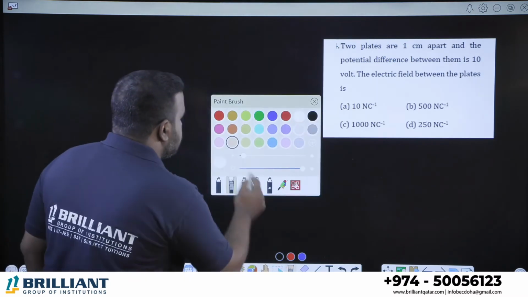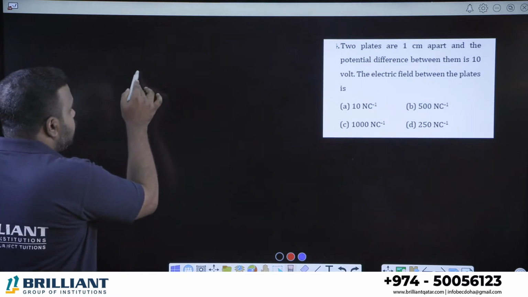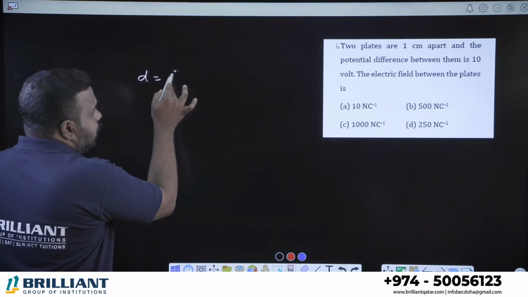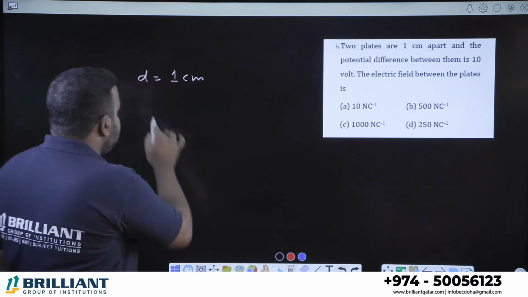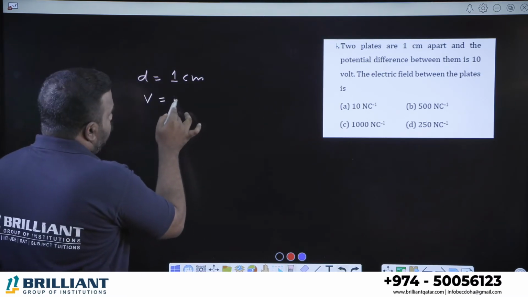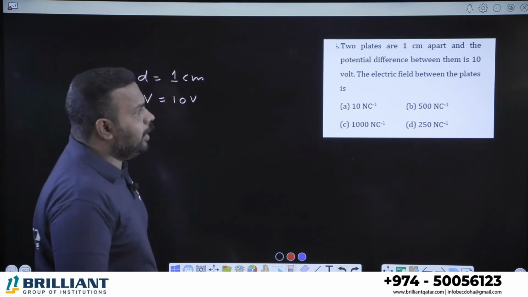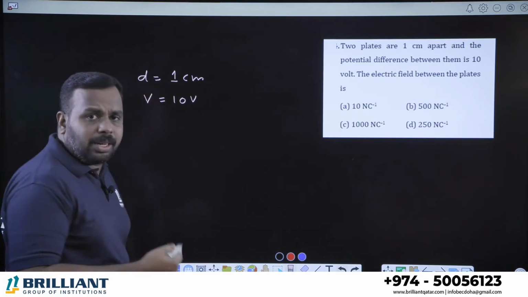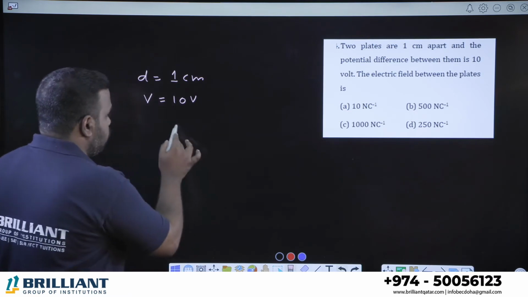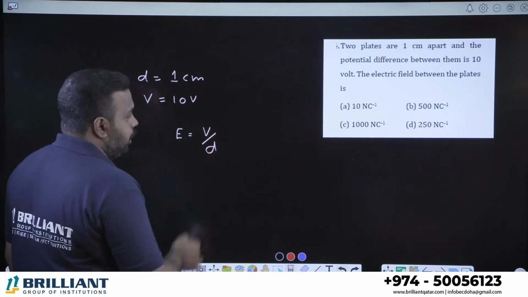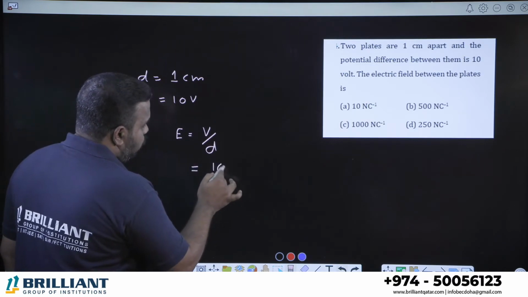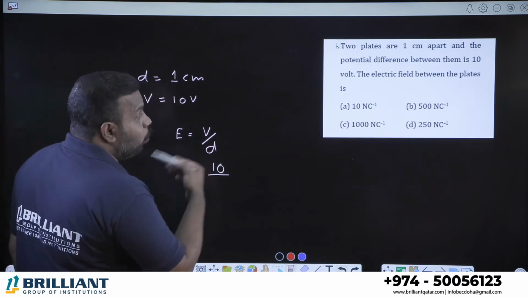It's a very simple question, you know that. See, the distance of separation between the plates is given as 1 centimeter and the potential difference between them, V, is equal to 10 volt. Okay, the electric field between the plates. What is the relation between electric field and potential? Electric field E is equal to V by d. So V is given as 10 volt divided by the distance as 1 centimeter.